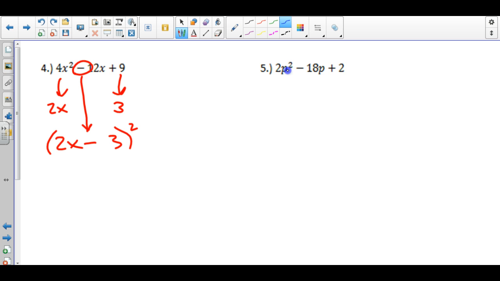With this one, what you're going to want to do, first of all, you do not have perfect squares on the ends. And you can see that you have all even numbers. You're going to take a 2 out of everything. So you are factoring a 2 out, which means you're dividing each one of these by 2.